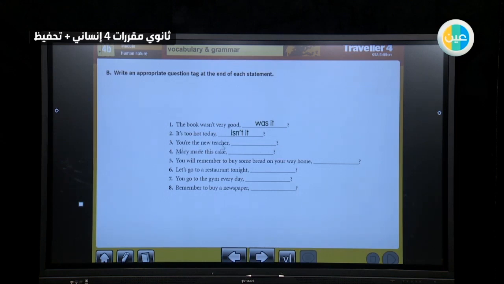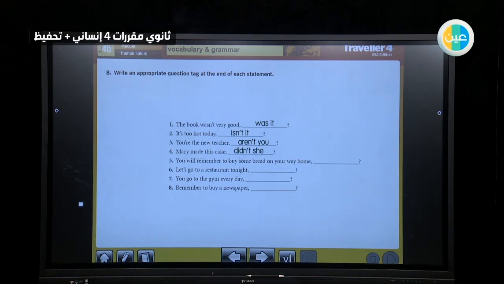You are the new teacher, aren't you? Mary made this cake, didn't she? Pay attention that in this statement, we don't have the auxiliary verb. So we add here did, do, or does, according to the statement. Mary made, this is in the past, so I use did here.